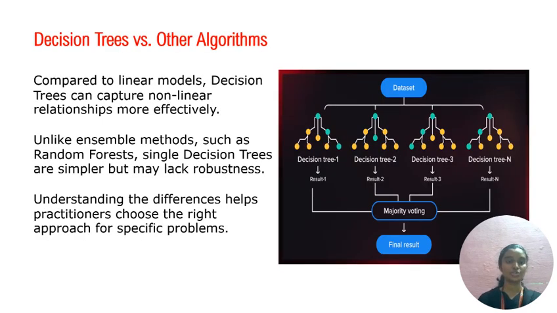Decision trees versus other algorithms. Why one should opt for the decision tree in comparison to other algorithms in machine learning. Compared to linear models, decision trees can capture non-linear relationships more effectively. Unlike ensemble methods such as random forest, single decision trees are simpler but may lack robustness. Understanding the differences helps practitioners choose the right approach for specific problems.